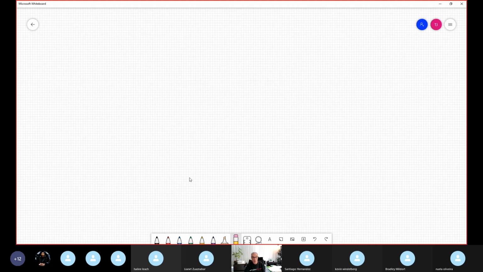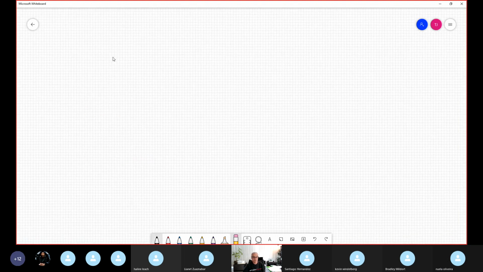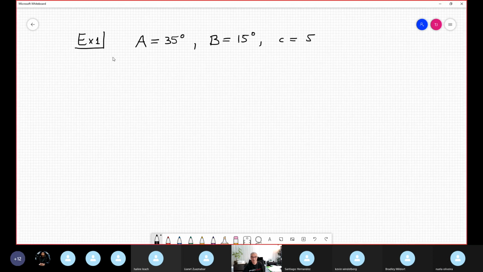Okay, let's move on to example 1. In example 1, the information given is: A is equal to 35 degrees, B, capital, the angle, 15 degrees, and C, lowercase c, the side, is 5. 5, I don't know, linear unit. Feet, centimeter, meter, I don't care, mile, linear unit.